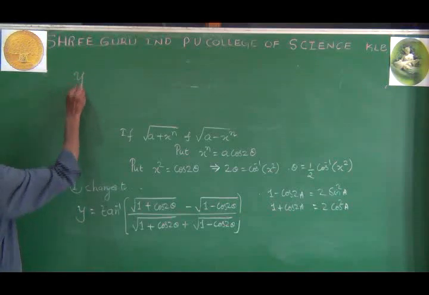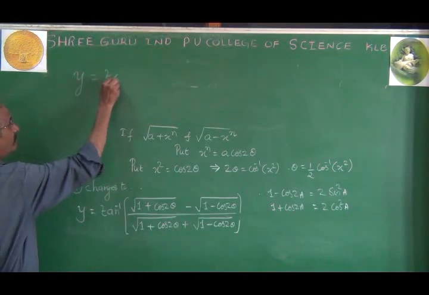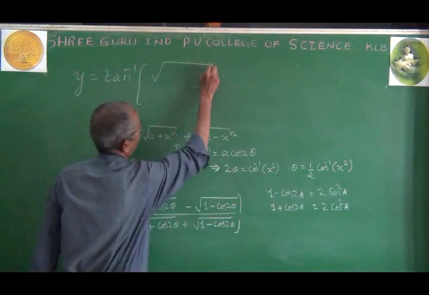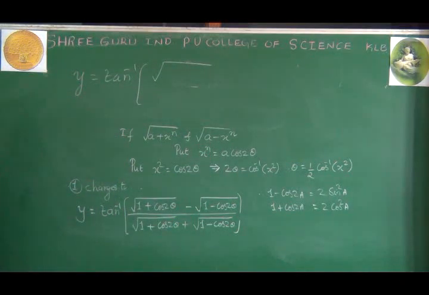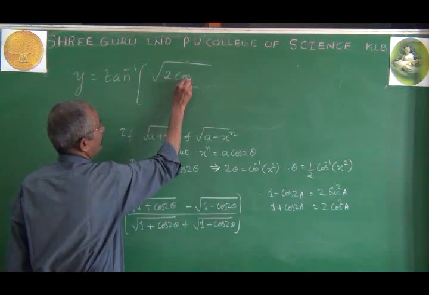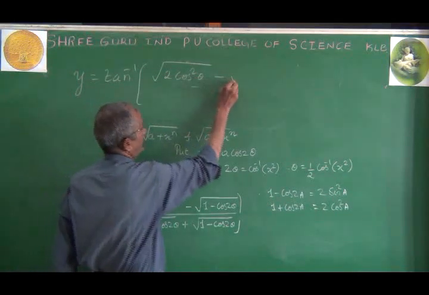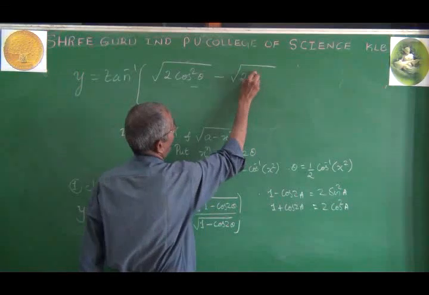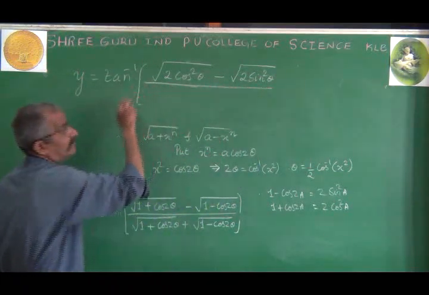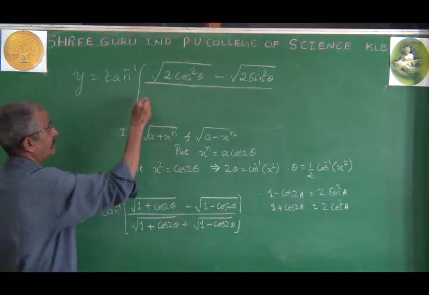Y equals tan inverse of bracket square root of, what is 1 plus cos 2 theta? 2 cos square theta. 1 minus cos 2 theta is 2 sin square theta. Hence the first one 2 cos square theta, second one 2 sin square theta, divided by root of 2 cos square theta plus root of 2 sin square theta.